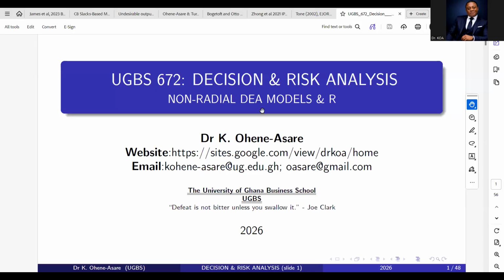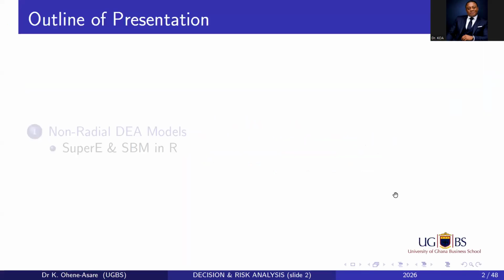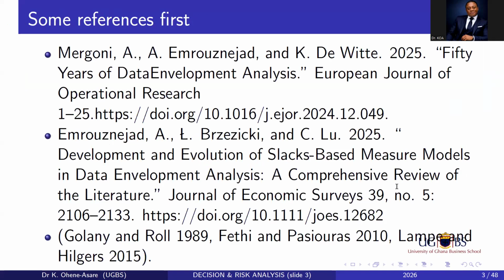Today we want to look at non-radial models. Non-radial models. The word radial carries what idea? What sort of idea does a radial model carry? Anybody? I think it brings to mind proportional from the origin.